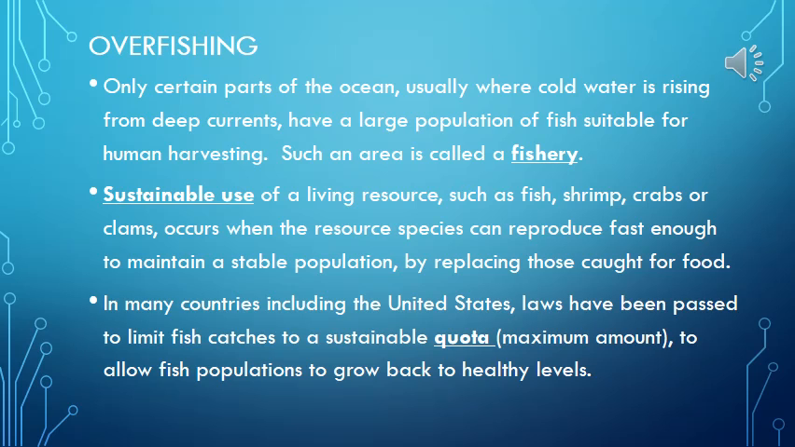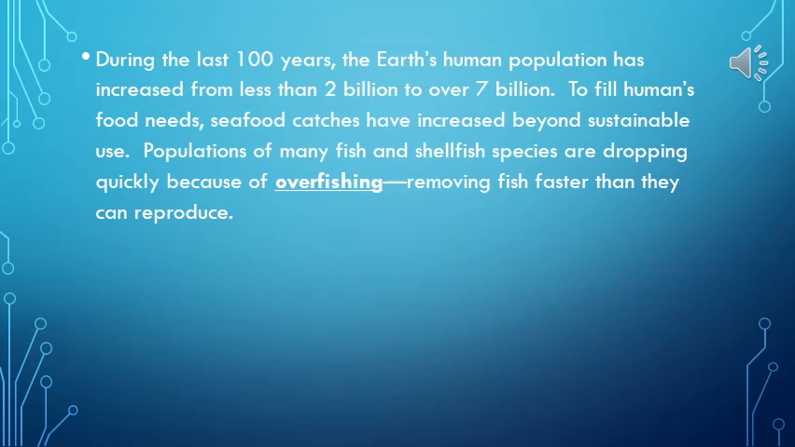In many countries, including the United States, laws have been passed to limit fish catches to a sustainable quota or maximum amount to allow fish populations to grow back to healthy levels. During the last 100 years, the Earth's human population has increased from less than 2 billion to over 7 billion. To fill humans' food needs, seafood catches have increased beyond sustainable use. Populations of many fish and shellfish species are dropping quickly because of overfishing, removing fish faster than they can reproduce.